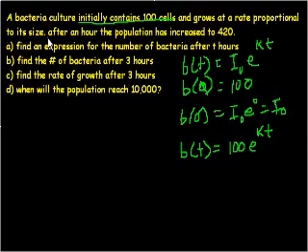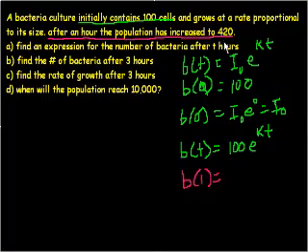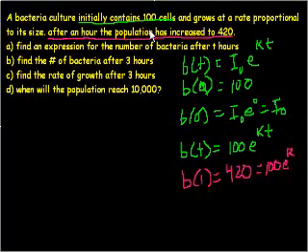Oh, so this tells us that after an hour, the population has increased to 420. So that tells us that B of 1, after 1 hour, is equal to 420, which is also equal to 100 e to the kt. What's t at B of 1? t is 1, so e to the k. So 420 is equal to 100 e to the k. And now we can solve for k, and let's see what we get.